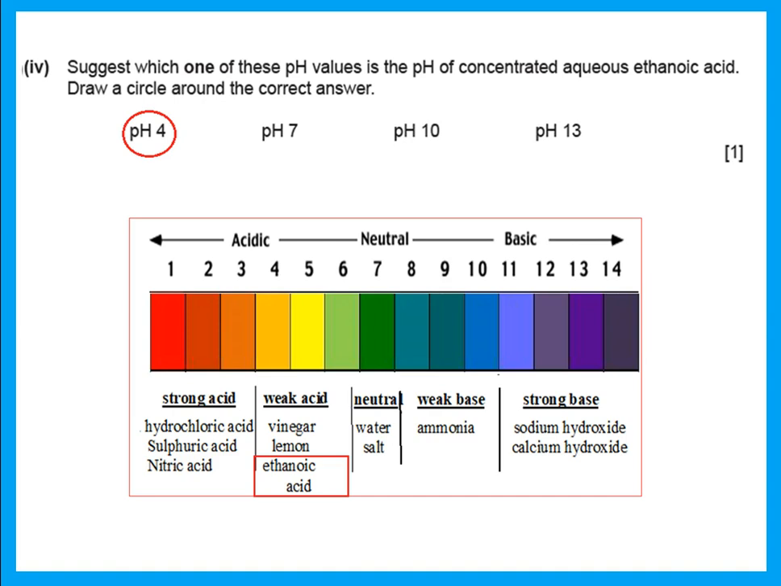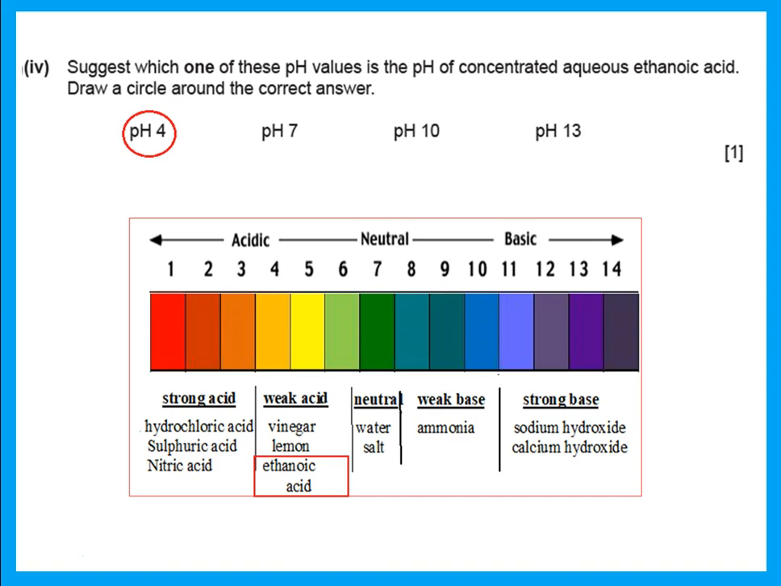You should know that water is neutral. Salts like sodium chloride are neutral, and that means pH 7. Weak bases like ammonia are the ones that would have pH 8 or 9 or 10. A strong base like sodium hydroxide or calcium hydroxide is the one that would have pH 13. So remember that ethanoic acid would have pH 4, 5, or 6, whether it is concentrated or dilute.